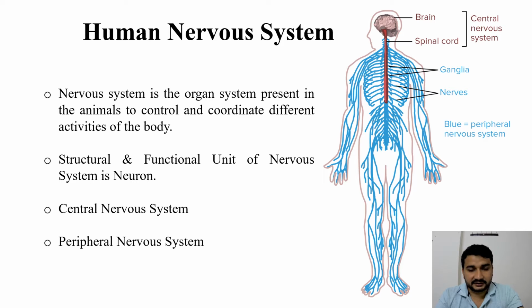The human nervous system basically consists of the central nervous system and the peripheral nervous system. The central nervous system is the brain and spinal cord. You can see these images here.